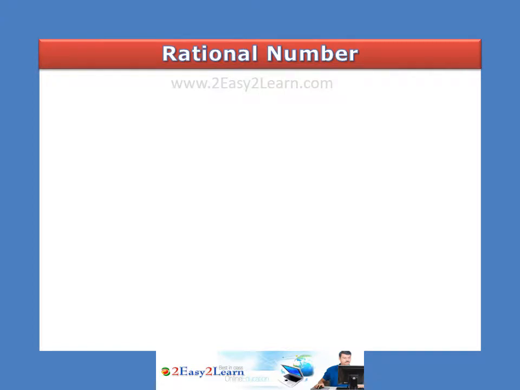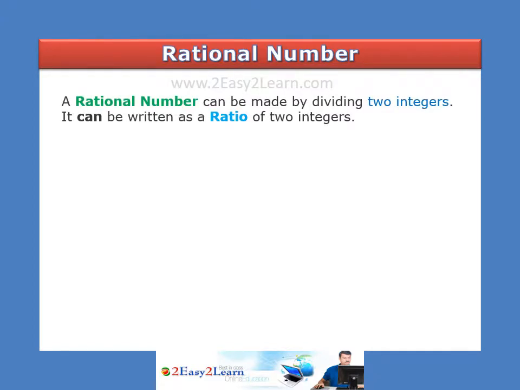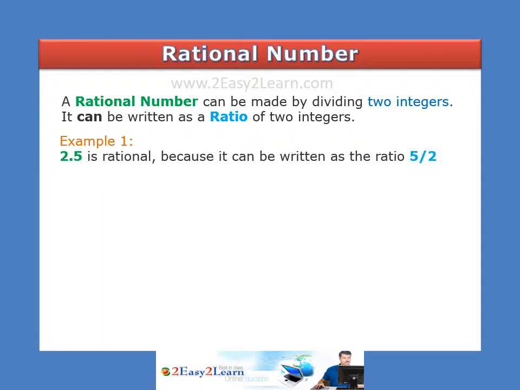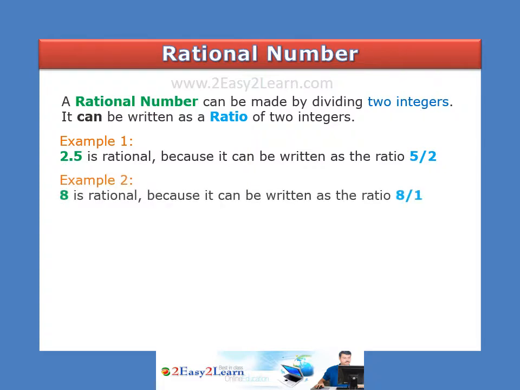Rational number. A rational number can be made by dividing two integers. It can be written as a ratio of two integers. Example 1. 2.5 is rational, because it can be written as the ratio 5/2. Example 2. 8 is rational, because it can be written as the ratio 8/1.